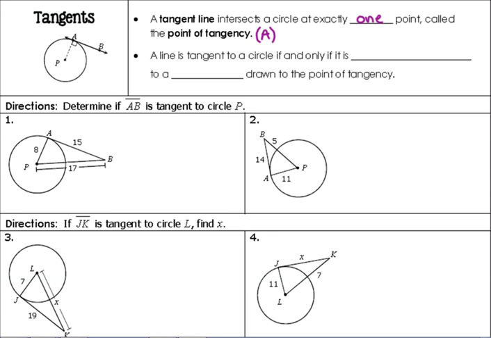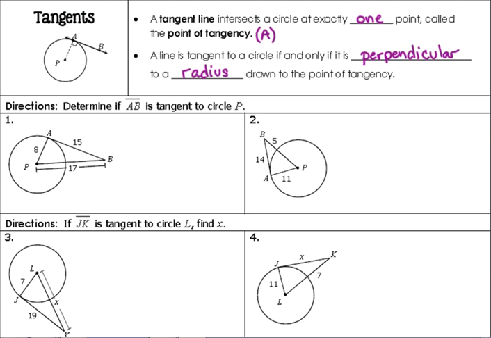Now here's a special property about a tangent line. Not only does it just touch your circle at one point, it is perpendicular to a radius drawn to the point of tangency. And you can see that there in that illustration. AB is the tangent line, A is the point of tangency.